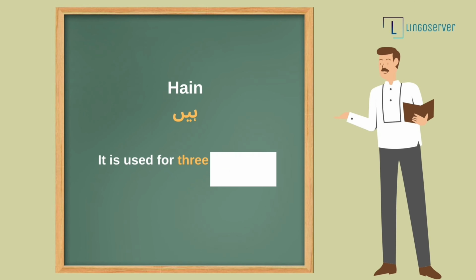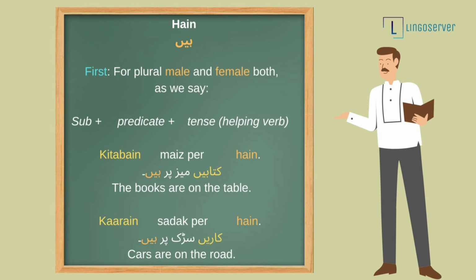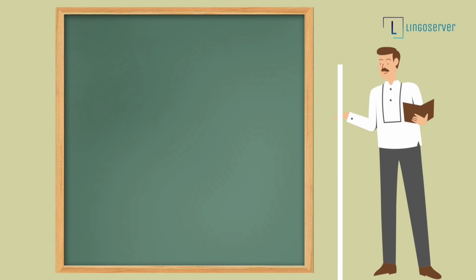And the second helping verb of the present tense in Urdu is hain. Hain is used for three meanings. First, for plural male and female both. As we say, किताबें मेज़ पर हैं. The books are on the table. The books, किताबें, are, हैं, on the table, मेज़ पर. कारें सड़क पर हैं. Cars are on the road.